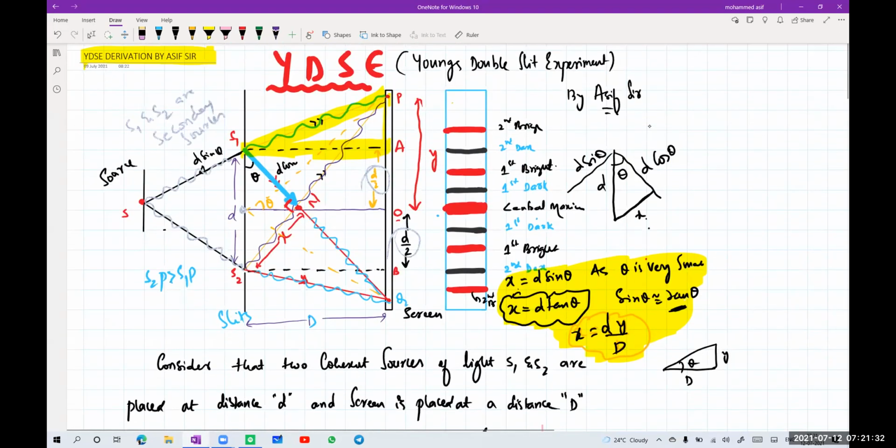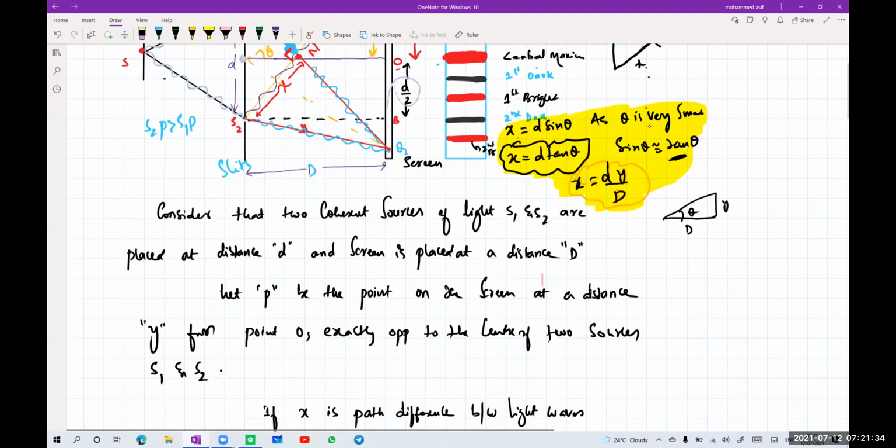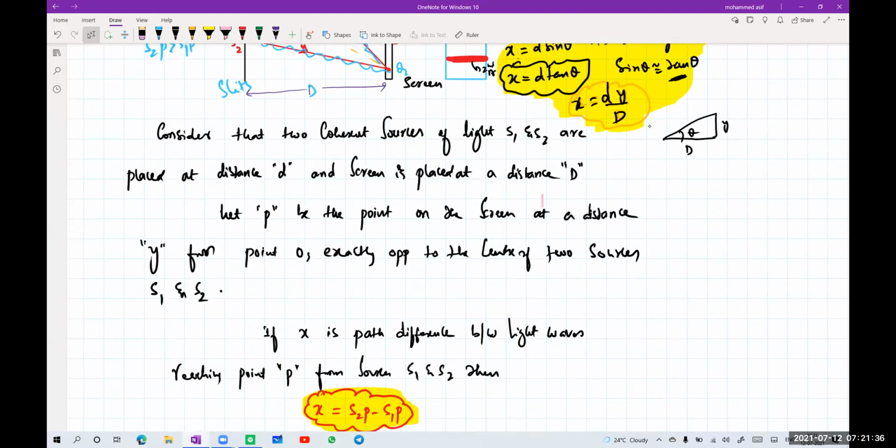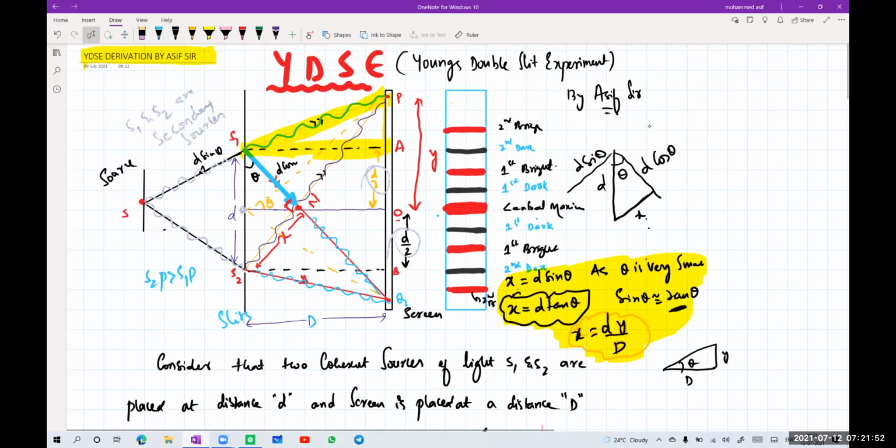So let P be a point on the screen at a distance y from the point O, exactly opposite to the center of the two sources, that is, between S1 and S2. Point O is exactly opposite to the center of the two sources. That means this O is exactly half of S1S2, that is, AO and OB. A to O is d by 2, and O to B is also d by 2.